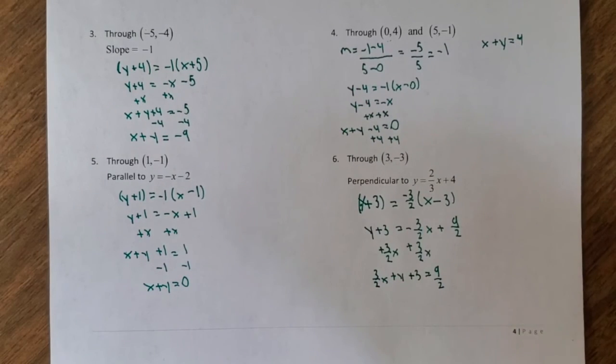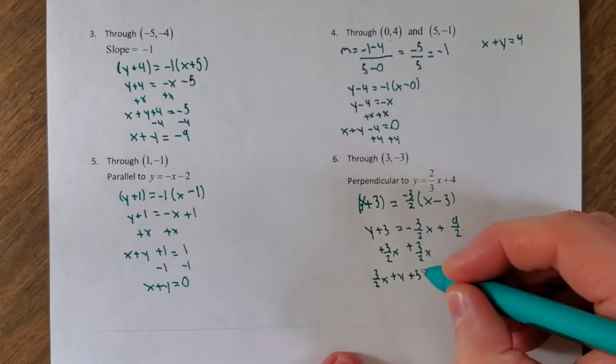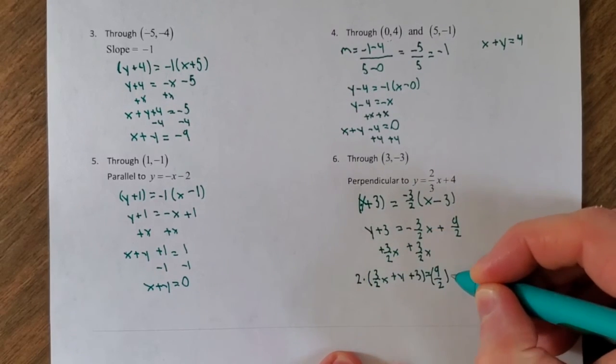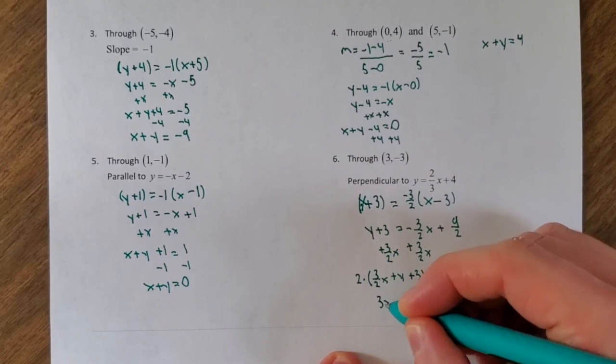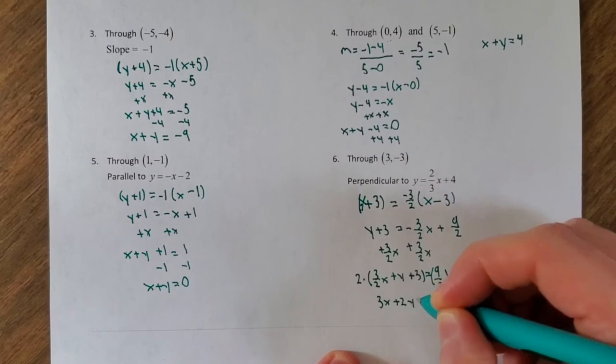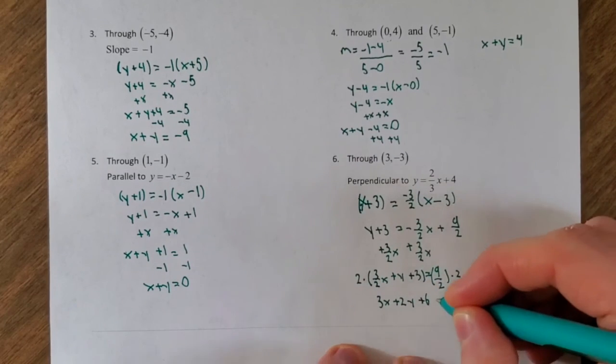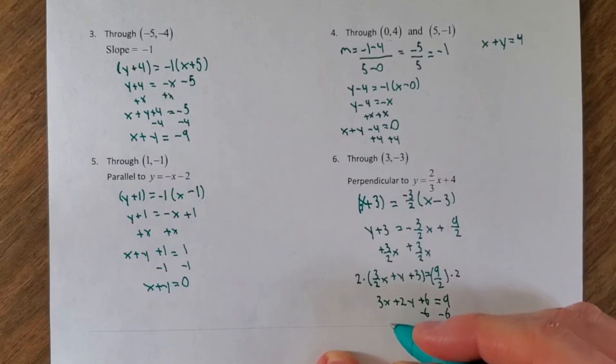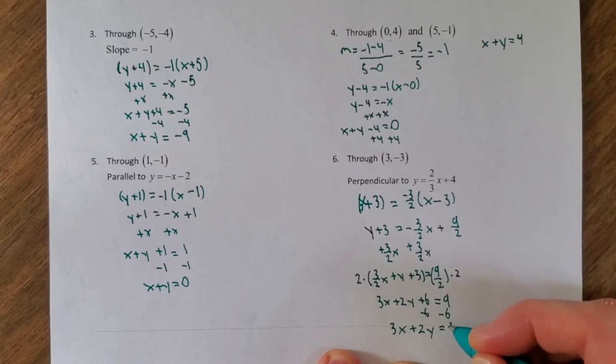And let's multiply everything by 2 to get rid of that fraction for our lead coefficient here. Now we have 3x plus 2y plus 6 is equal to 9. To finish up, let's subtract that 6 from both sides, and we'll get 3x plus 2y is equal to 3.